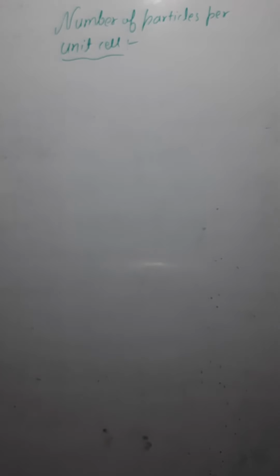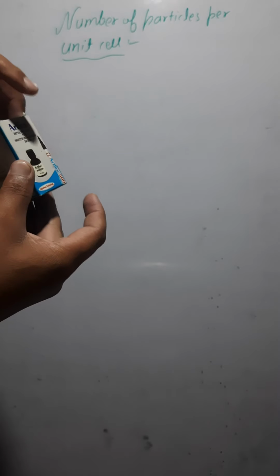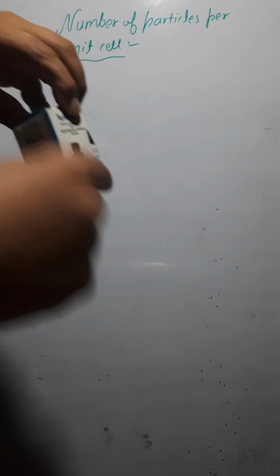Now let's say the particles are present on the body diagonal, meaning the line joining this and this. Inside, it would go from here. You just draw a line inside and it comes out from here. So the line joining these two corners is the body diagonal.